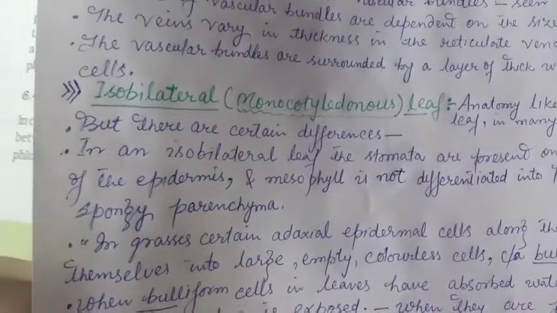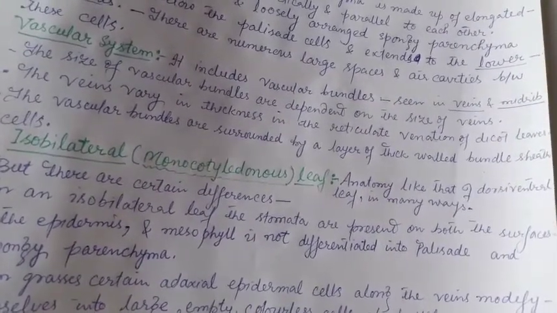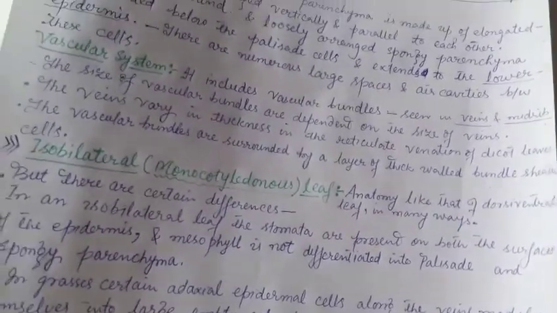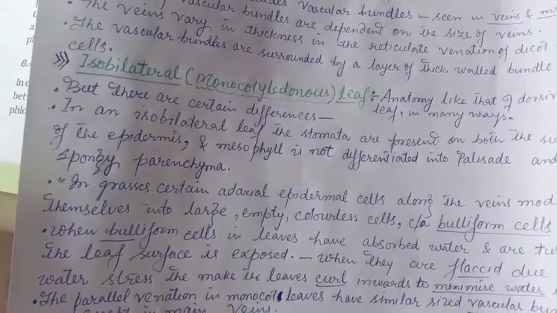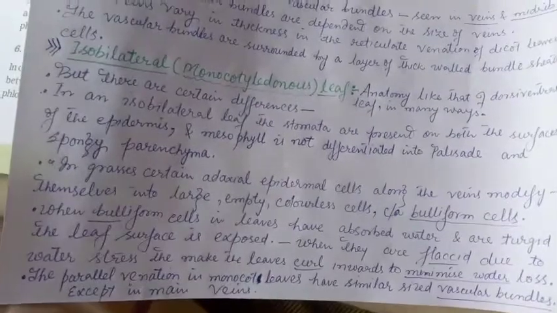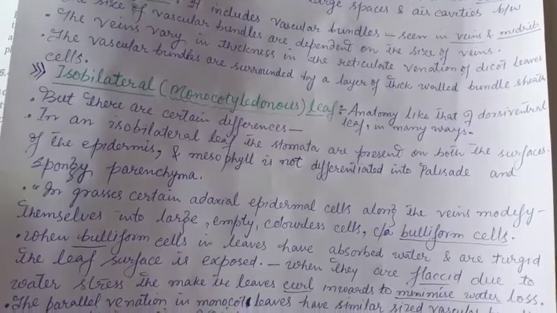And now the isobilateral or monocotyledonous leaf. Though there is not much difference between the anatomy of the dicot and the monocot leaf, there are certain characteristic features which differentiate them. The anatomy of the monocot leaf is like that of the dorsiventral leaf in many ways, but there are certain differences. Isobilateral means having both surfaces similar. In an isobilateral leaf, the stomata are present on both surfaces of the epidermis, and the mesophyll is not differentiated into palisade and spongy parenchyma. That means in monocot leaves, the mesophyll is not differentiated into palisade and spongy parenchyma.